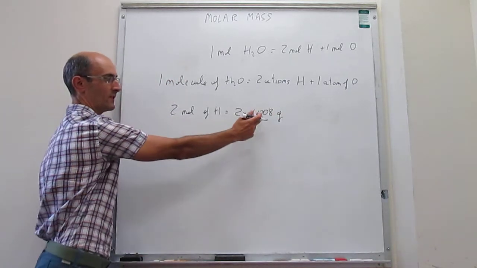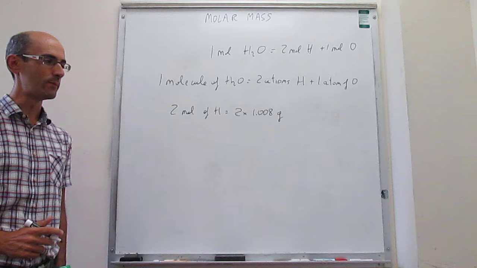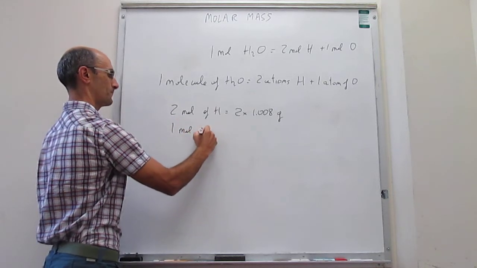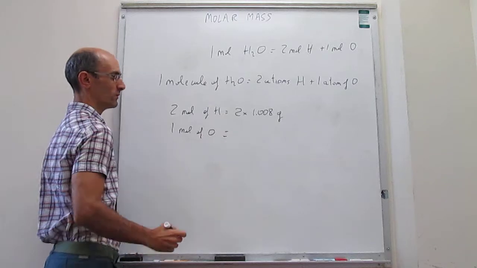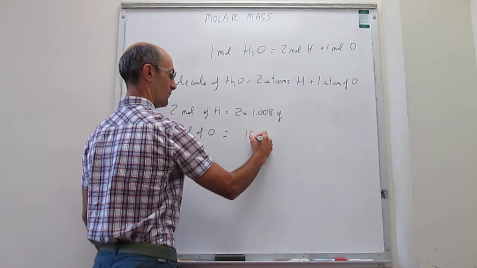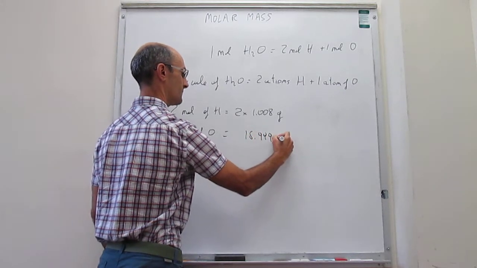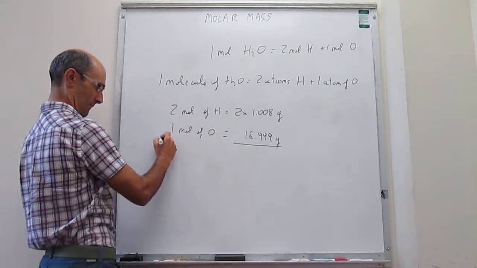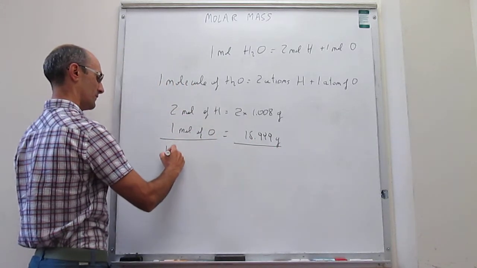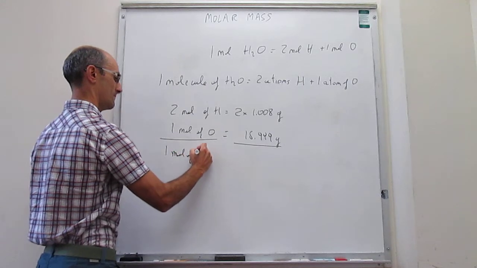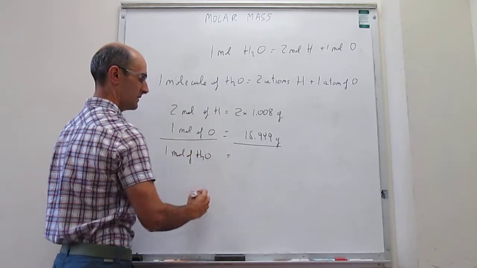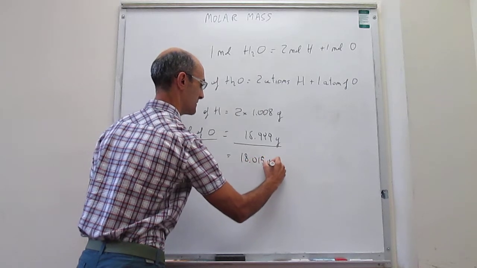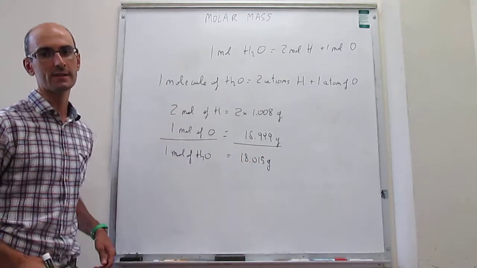1.008. You go to the periodic table and you get that that is the mass of 1 mole of hydrogen, and then 1 mole of oxygen will be equal to 15.999 grams. So you add all this up and you find that the mass of 1 mole of water is equal to 18.015 grams. And that is what we call the molar mass.